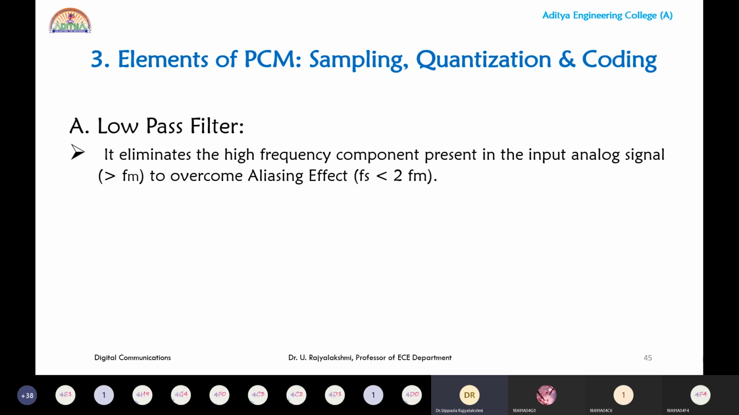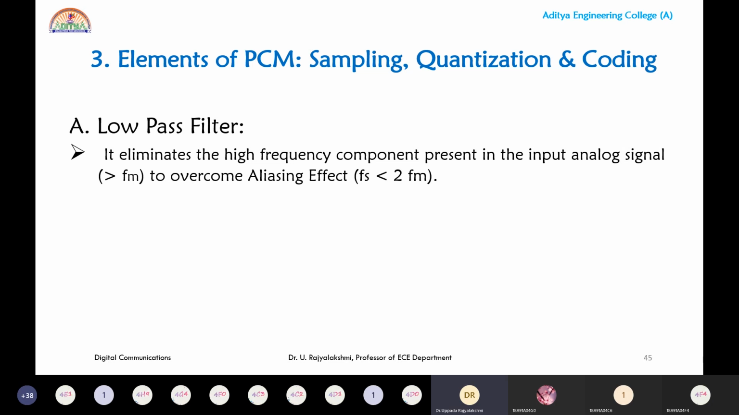We have an output low pass filter also. That output low pass filter is used as a reconstruction filter. And the input low pass filter generally overcomes the problem of the aliasing effect. So what is the aliasing effect? It is the overlapping of higher frequency components with the required frequencies, which are the low frequency components. That's why the high frequency components must always be eliminated prior to entering the transmitter section. This is about the low pass filter.